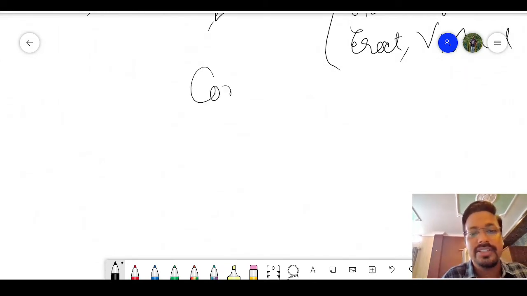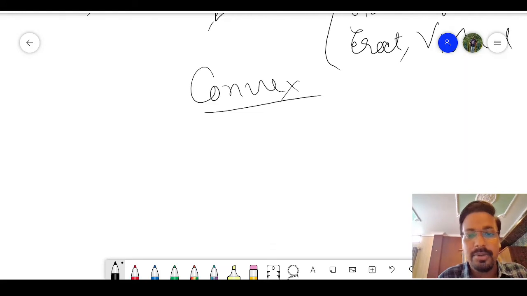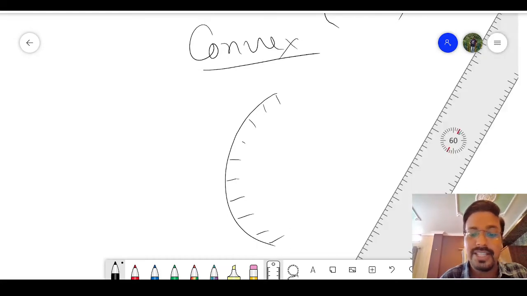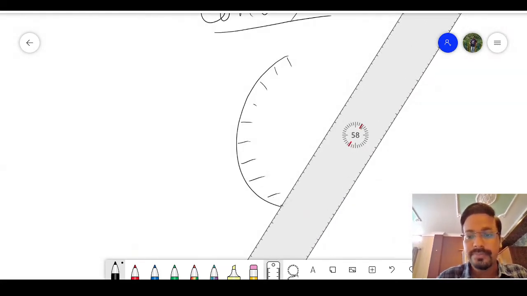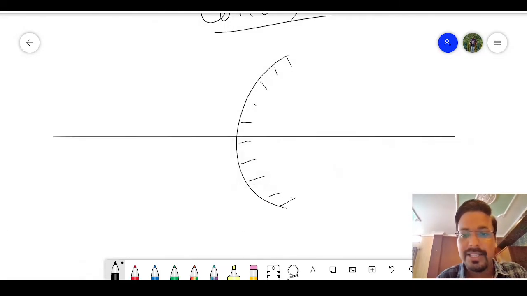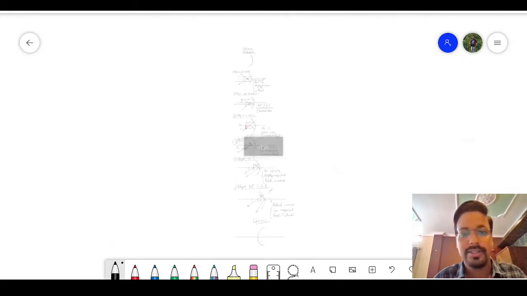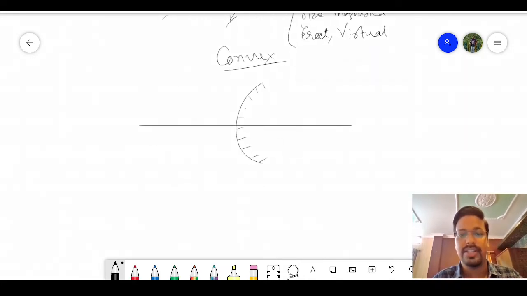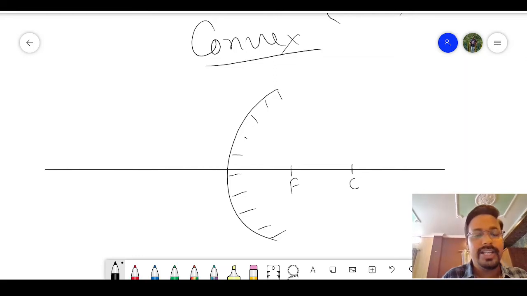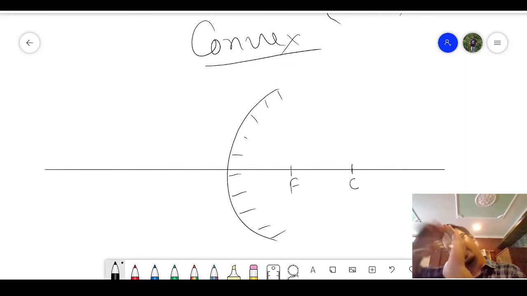So for convex mirrors, what type of a diagram will we have? The mirror will be like this, where this part is now painted. Okay, so what happens in case of a convex mirror? This is our principal axis, of course. Now this time the focus and center of curvature are going to be towards the right hand side. Here we are going to have the focus, suppose, and then this is going to be the center. On the left hand side there is no curvature. It is curved this way. So obviously the focus and center will be on the right hand side.